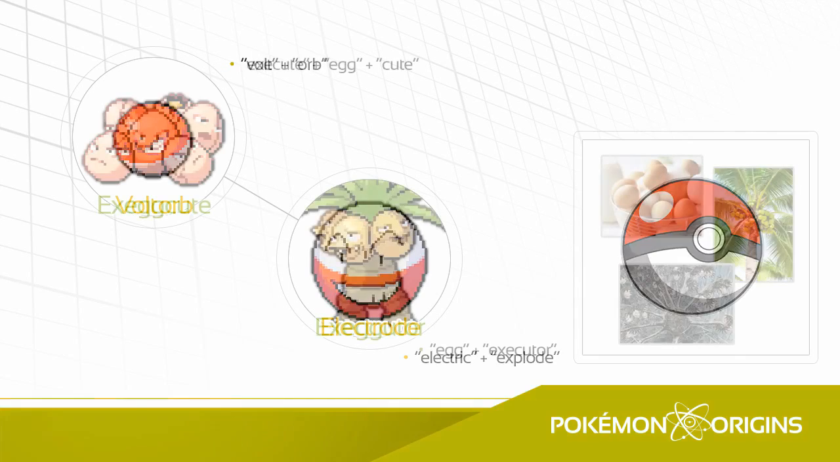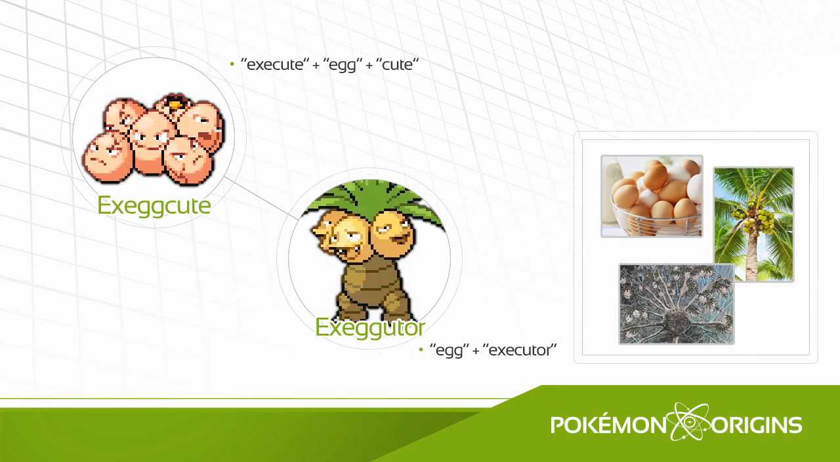Following up with Exeggcute and Exeggutor, in terms of Exeggcute's name, we have Execute, Egg, and Cute. In terms of why Execute is there, who knows, but Egg and Cute make a lot of sense. And Exeggutor, we have Egg and Executor, because it executes apparently. I don't really know why it links in there with its sort of theme, but it does.